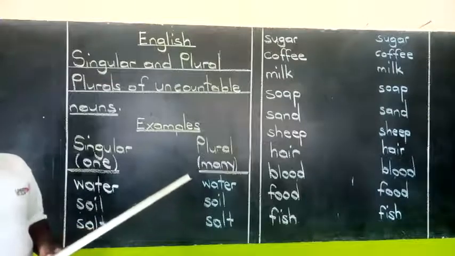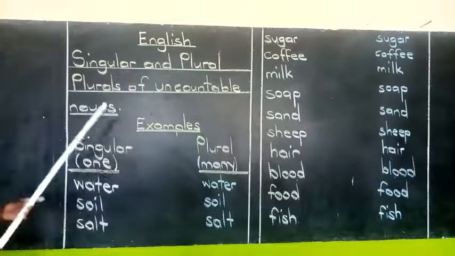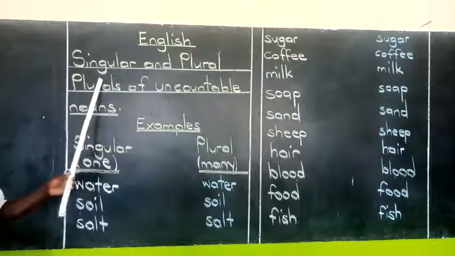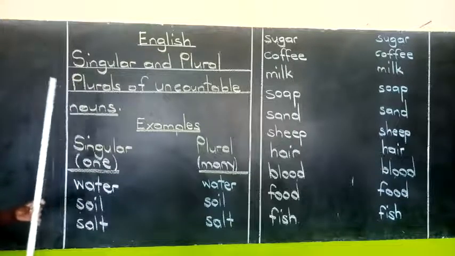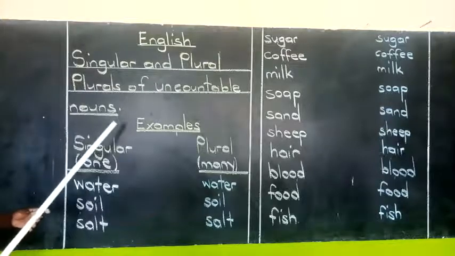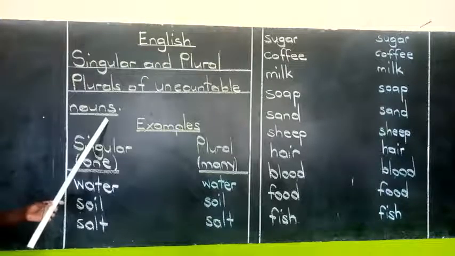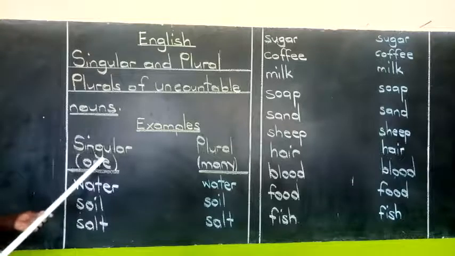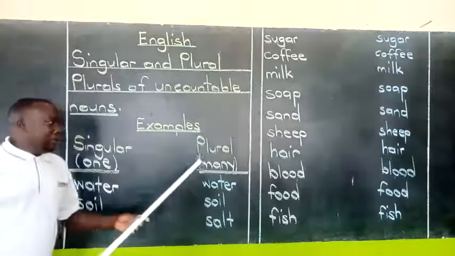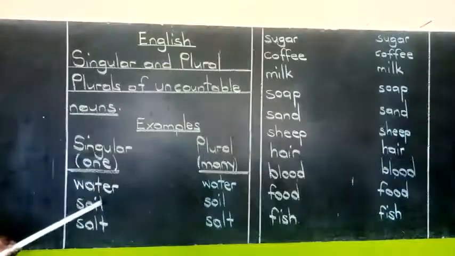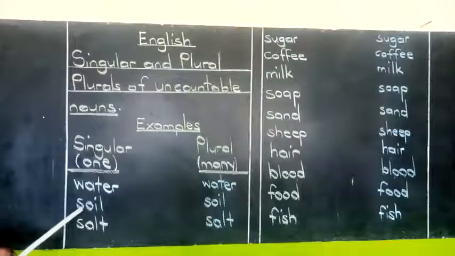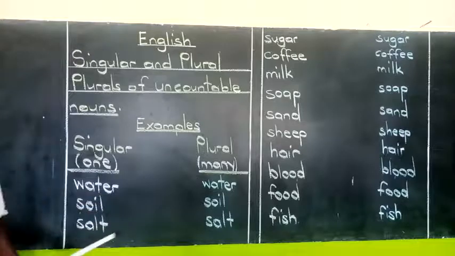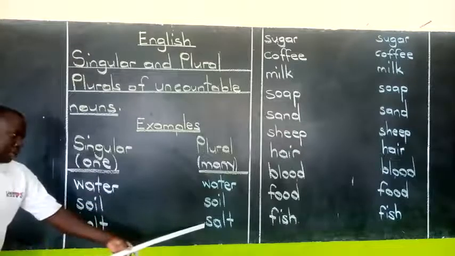Let us read through and we see. We have seen plurals of uncountable nouns. These are nouns that cannot be counted, but they can be measured. We have singular here and then plural that side. Water in the plural remains water. Soil remains soil. Salt, salt.